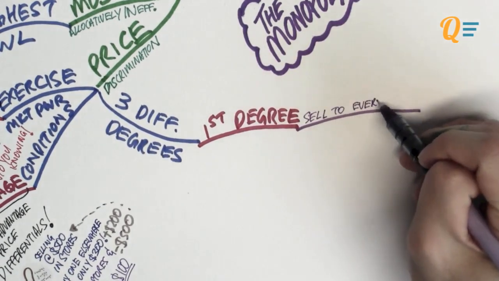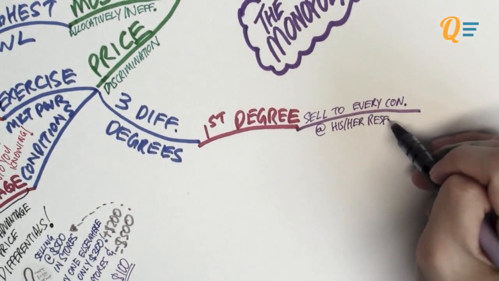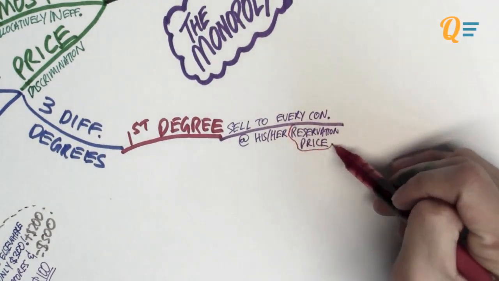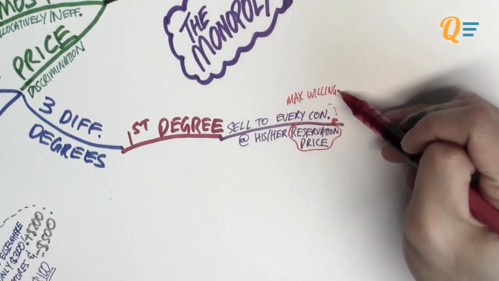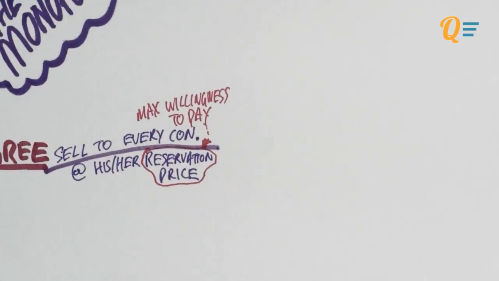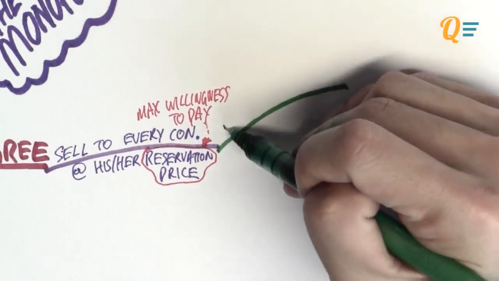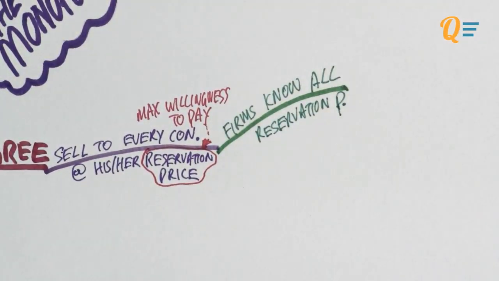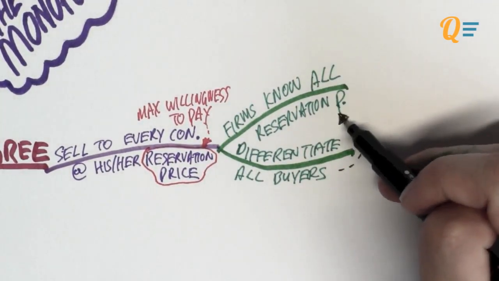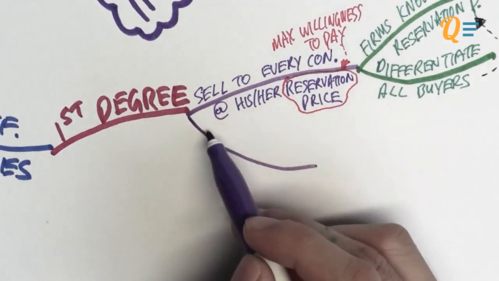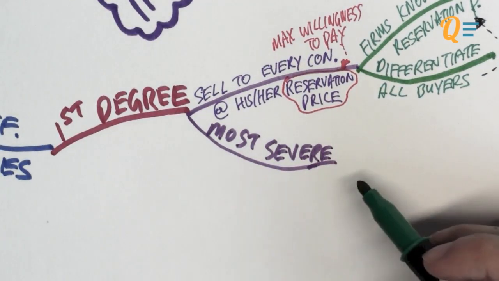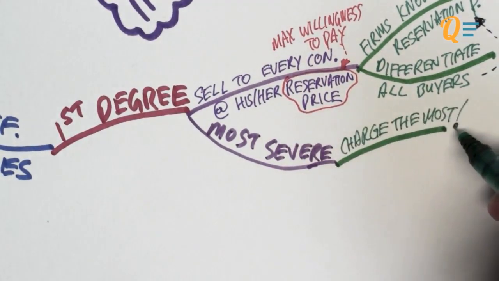First degree price discrimination occurs when the monopolist can sell to every single consumer at his or her reservation price. The reservation price refers to the maximum willingness of each consumer to pay. It is very obvious that monopolistic firms like these need to know all the reservation prices of all the different buyers, and they also need to be able to differentiate all the buyers so that they can charge them at their respective reservation prices. First degree price discrimination is also the most severe form of price discrimination because the monopolists would end up charging the consumers the most.